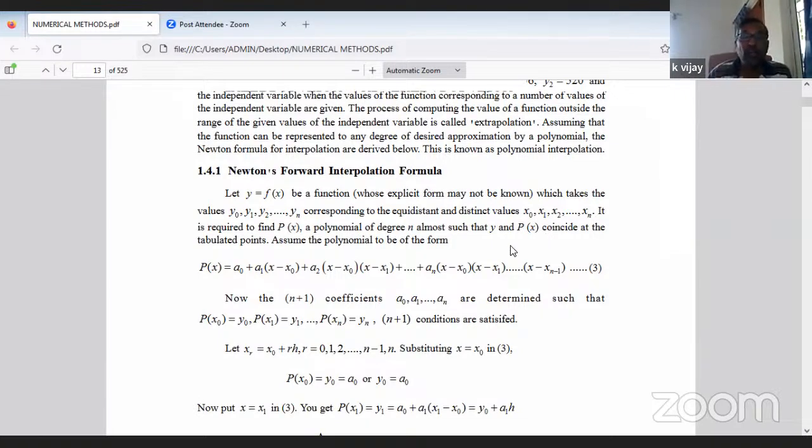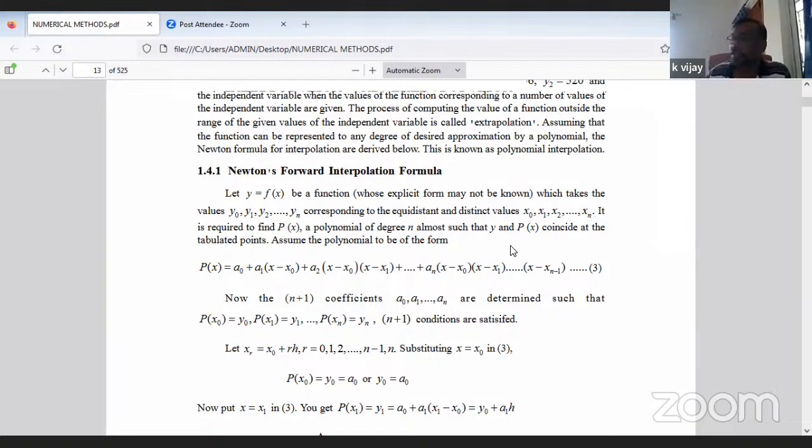P of x is a0 plus a1 (x minus x0) plus a2 (x minus x0)(x minus x1), and so on: x minus x0, x minus x1, x minus x2, x minus x3, and so on, plus an. At the nth condition we are taking an (x minus x0)(x minus x1)(x minus x2) and so on up to (x minus x(n minus 1)). So for a2 we take up to the first condition, and for the next ones we take x minus x0, x minus x1, x minus x2, x minus x3 conditions.